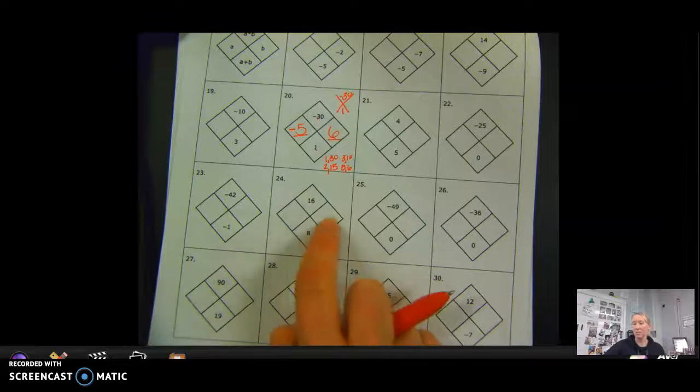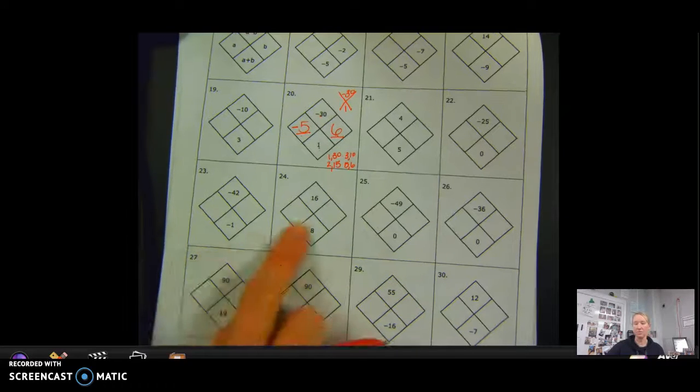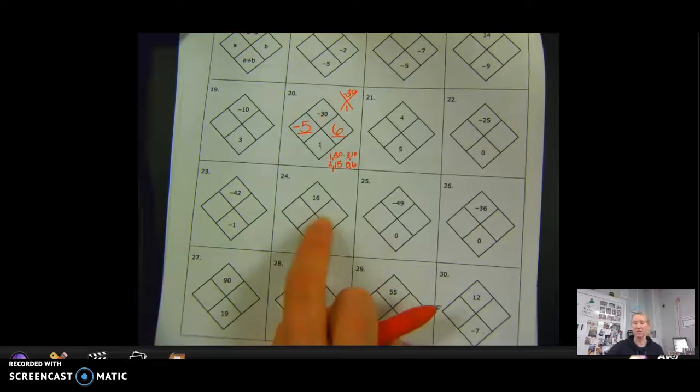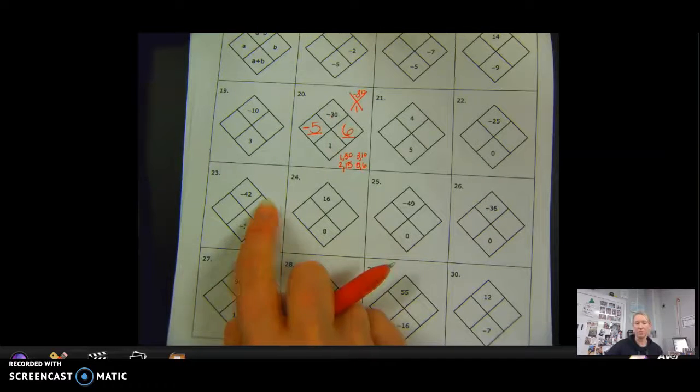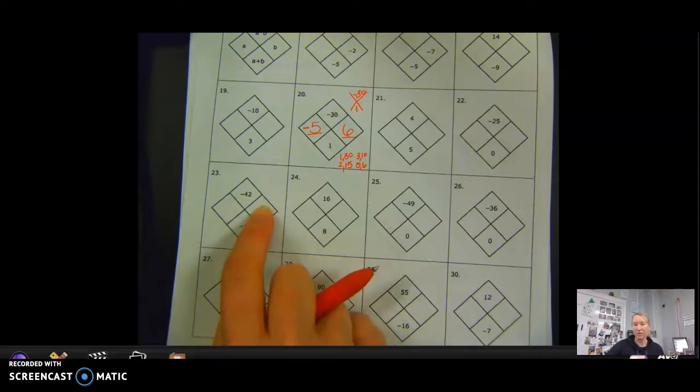All right, so let's look at this one. Two numbers that multiply to 16 that add to 8. Actually, I'm going to skip that one. We're going to go backwards to 23. I think you guys can get that one. 42. So two numbers that multiply to negative 42 but add to negative 1.